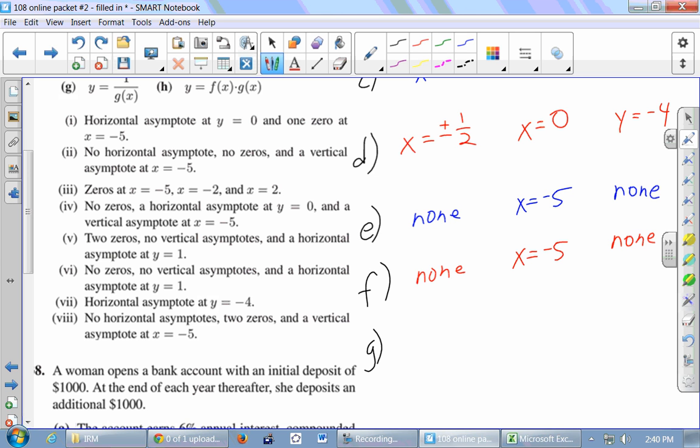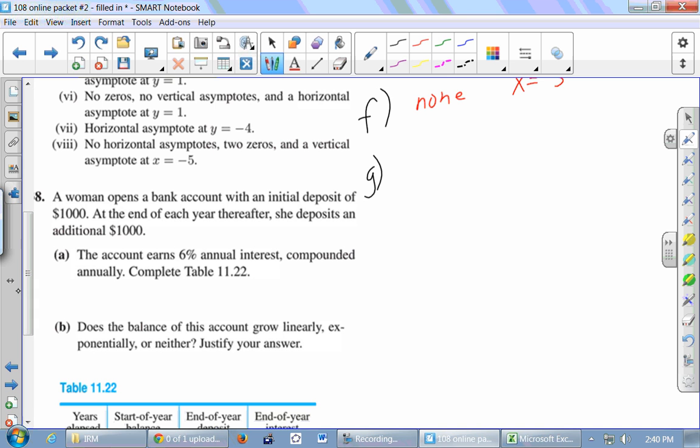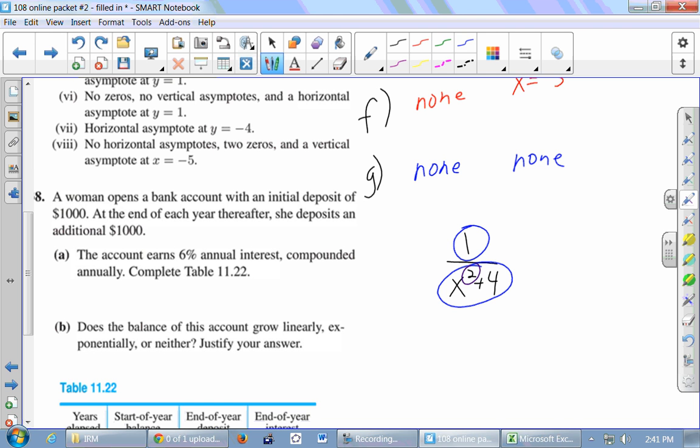G is the function 1 over g of x, 1 divided by x squared plus 4. Okay, first one is intercepts. When is the top equal to 0? Well, it's 1, it's never 0, so there are none. Vertical asymptotes, when is the bottom 0? Never, x squared plus 4 is always positive. And then for the horizontal asymptotes, the highest power is downstairs. Whenever that happens, the thing approaches the x-axis. So y equals 0 is the horizontal asymptote.